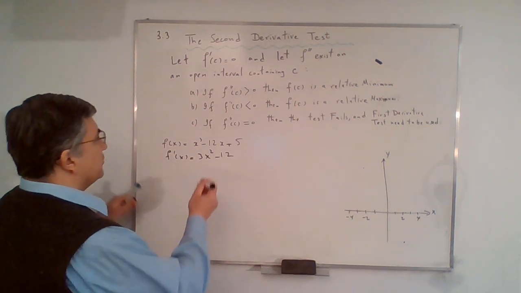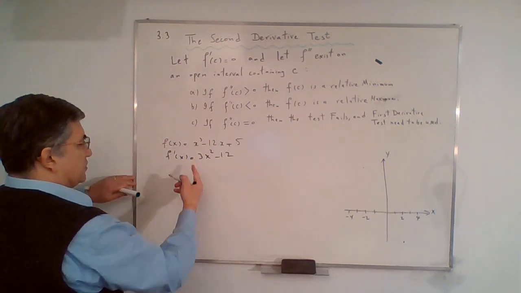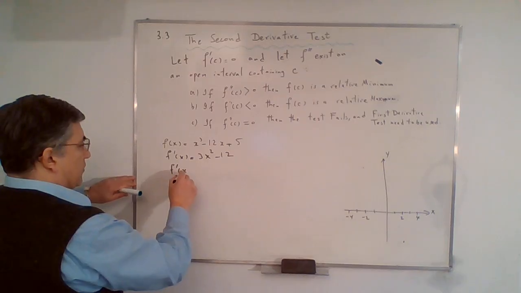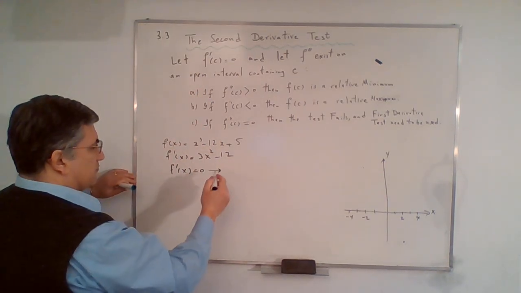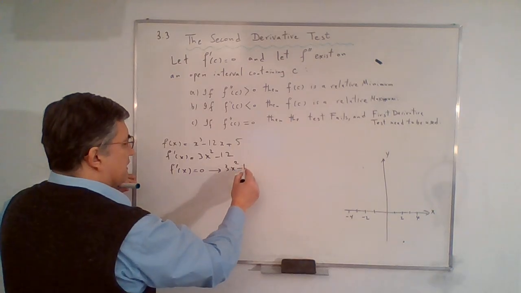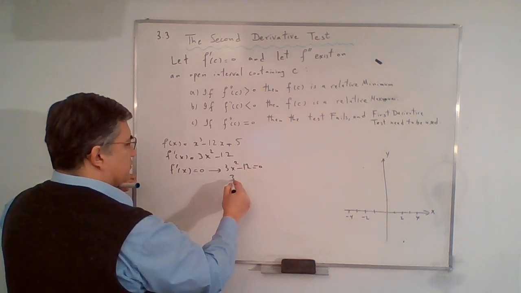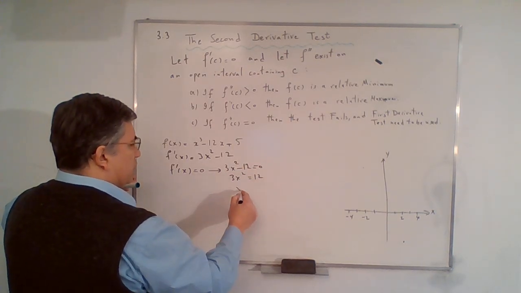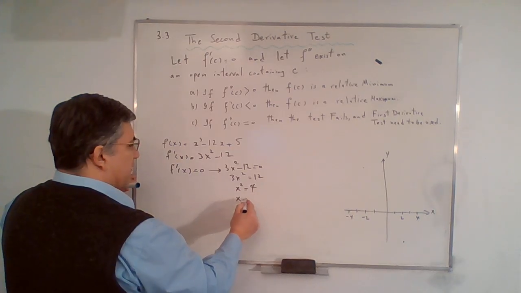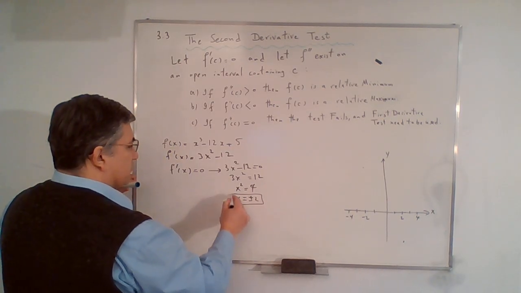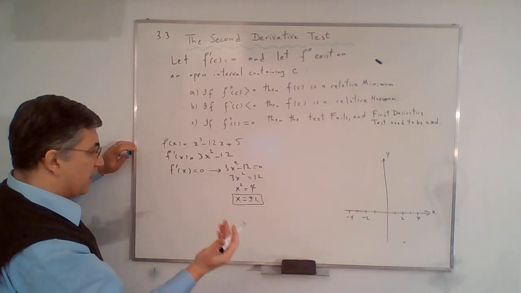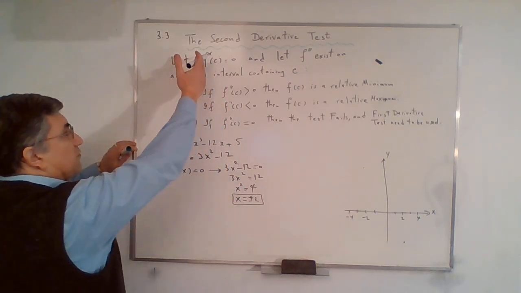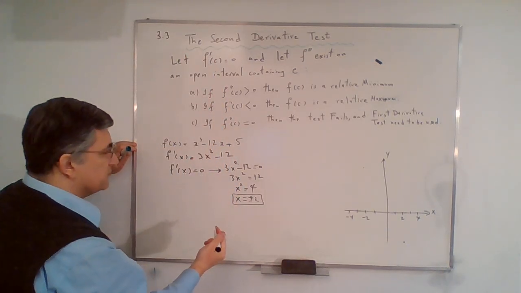So now we are going to set the first derivative equal to 0 for the purpose of finding that c, that critical number. So 3x squared minus 12, when you set it equal to 0, you will end up with x squared equals 4, and x is plus minus 2. So in fact, we did find two critical numbers for this function. One is c sub 1, and one is c sub 2.